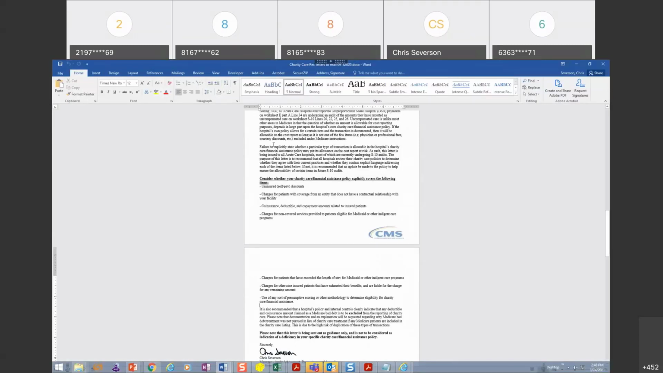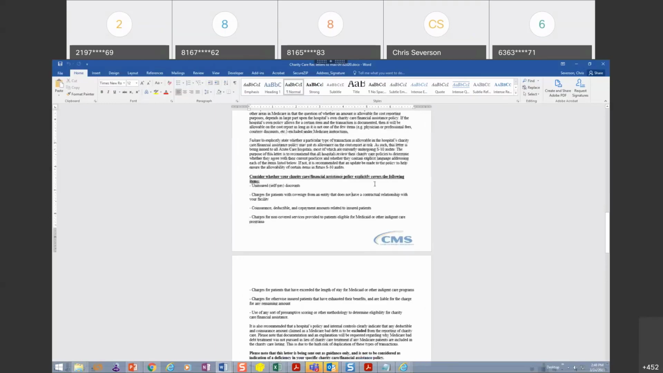It says failure to explicitly state whether a particular type of transaction is allowable in the hospital's charity care or financial assistance policy may put its allowance on the cost report at risk. As such, this letter is being issued to all acute care hospitals, most of which are currently undergoing S-10 audits. Again, it went to all acute care hospitals regardless of whether it was on our S-10 listing or not, just because any hospital could potentially become eligible for DISH.